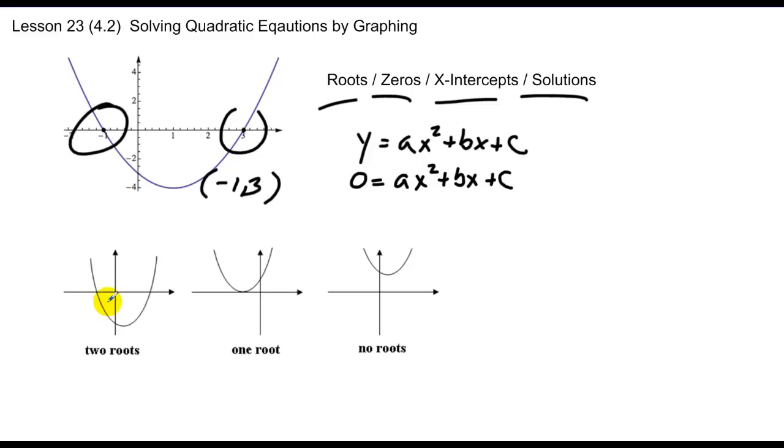Now, we know that a parabola can look a lot of different ways. It could have two roots, meaning it crosses the axis twice. It could go upside down as well and do that. One root hits the axis once. Again, it can go upside down and do that. Or it doesn't hit at all and there's no roots, so it could miss the axis completely, and it could go upside down and do that as well.